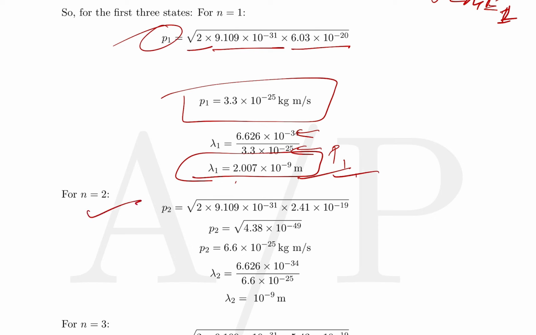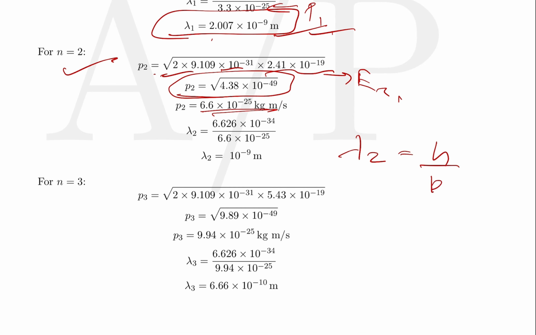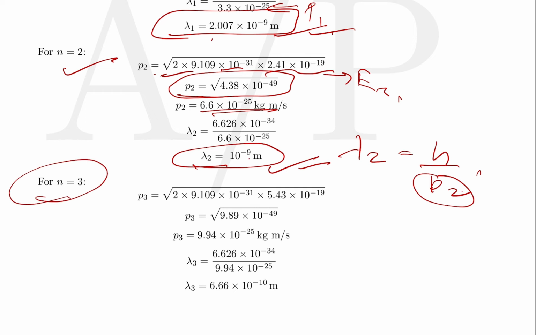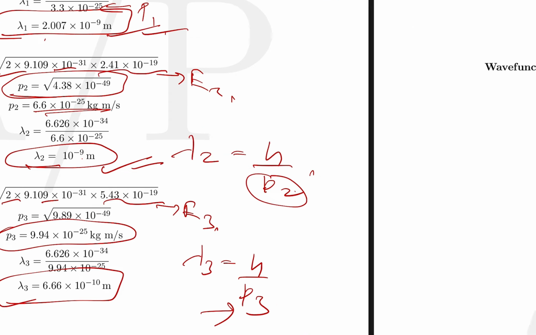Same goes for n equals 2: p2 is under root 2 m E2. This is E2, then we get p2, and then we put the value of p2 in lambda 2, which is h by p2, and we get lambda 2 in 10 raised to the power minus 9 meters. Fair enough. Same for n equals 3: this is E3, we get p3, then lambda 3 is equal to h upon p3. We put p3 here, and lambda 3 comes out to be 6.6 into 10 raised to the power minus 10 meters.